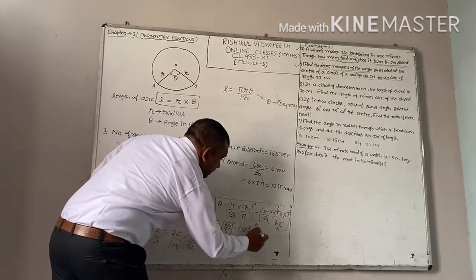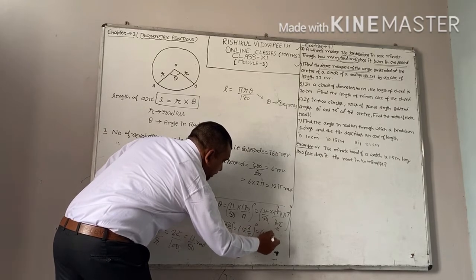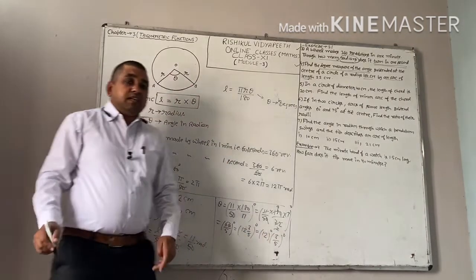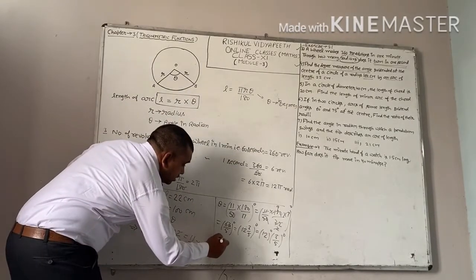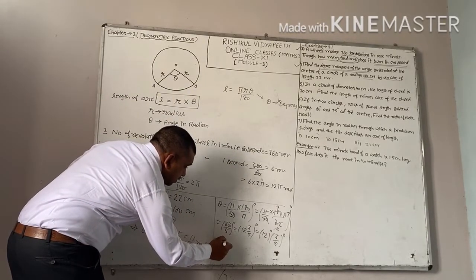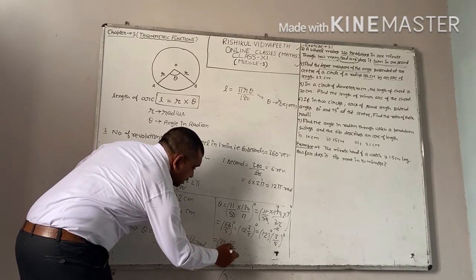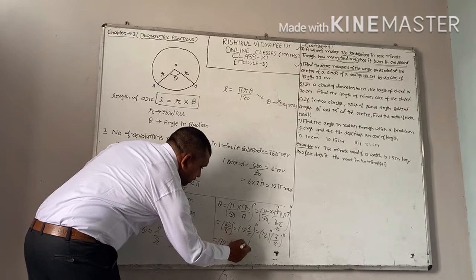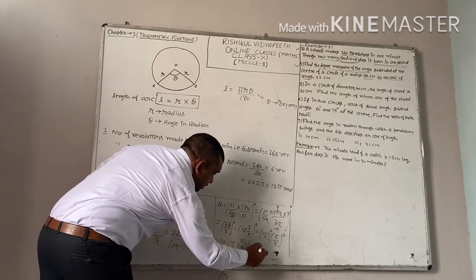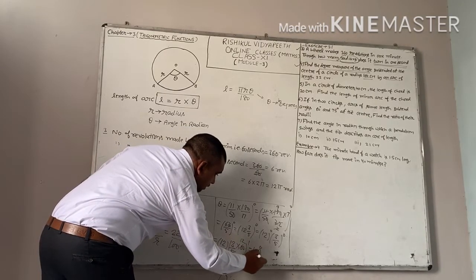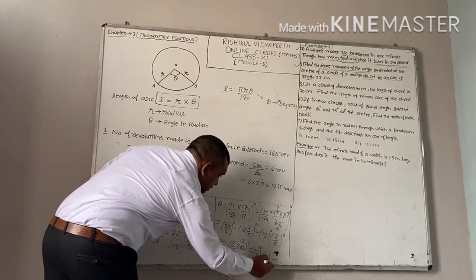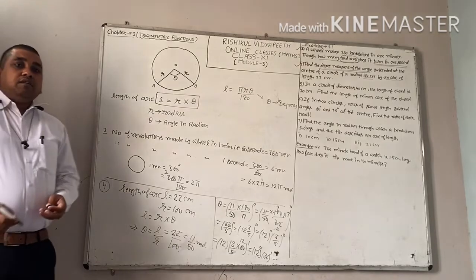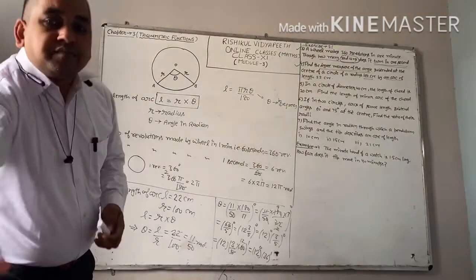Separate. 12 degrees separate and 3 by 5 degrees separate. Now this is in fraction. We will convert it into smaller units. And the smaller unit is minute. Multiply with 60 and you will get the answer 12 degrees and 36 minutes. This is your answer. Right? Now move to the next question.